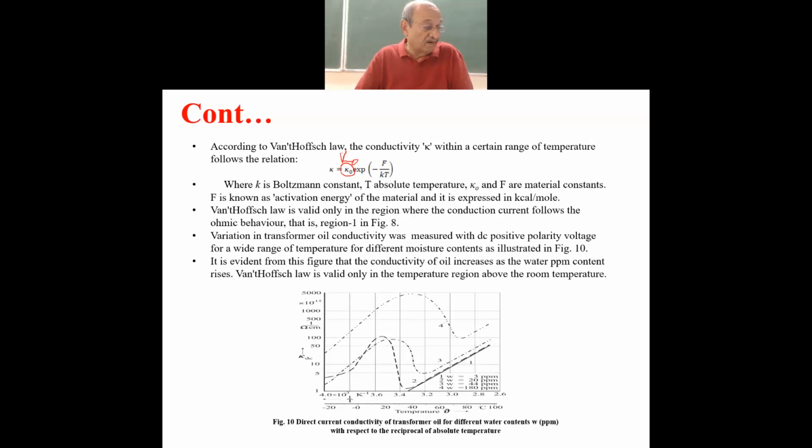So this is what is tried to be given, where k is Boltzmann's constant, T is absolute temperature, and k naught and F are the material constants. F is known as the activation energy of the material, and it is expressed in kilocalories per mole. Van't Hoff's law is valid only in the region when the conduction current follows the ohmic behavior. That means region one in the previous slide, and in this region also only initially.